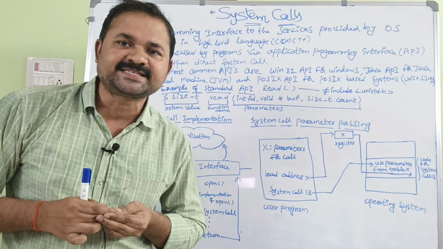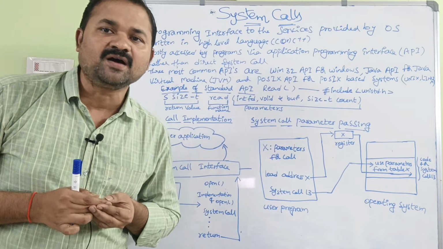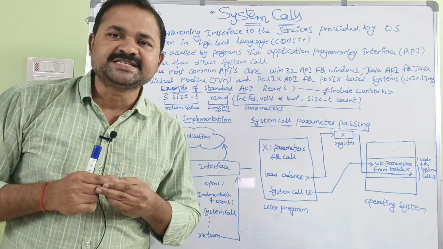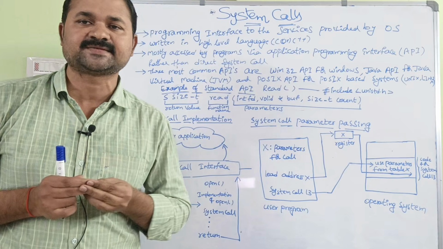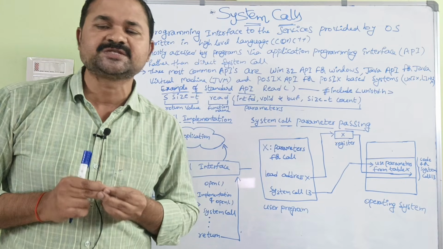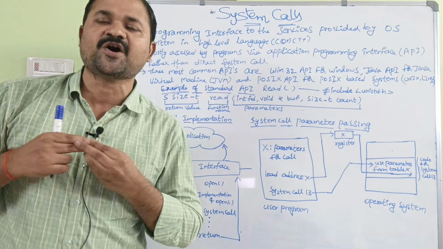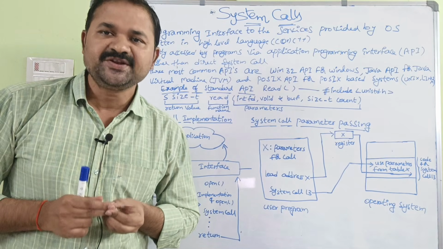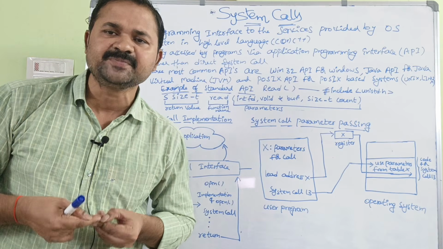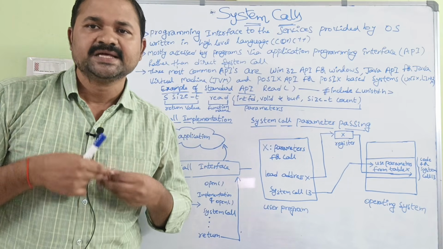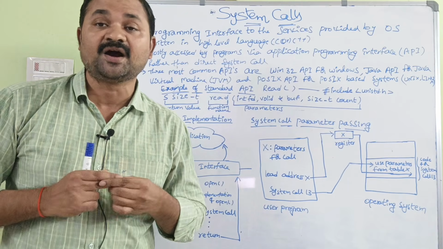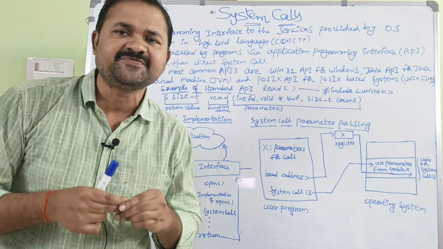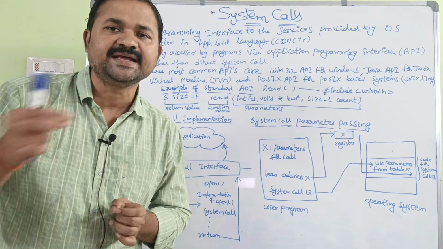Now let us discuss system calls in operating system. We know that operating system provides some services. In order to use the services of an operating system, we will use system calls. We know that operating system is an interface between user and computer hardware, whereas system call is an interface between user and operating system.